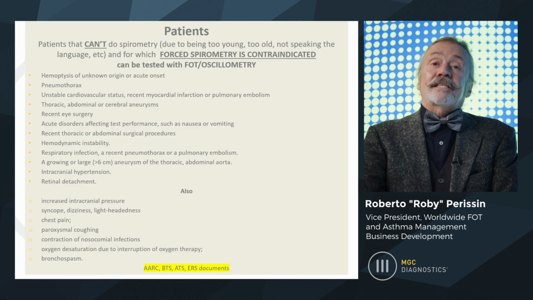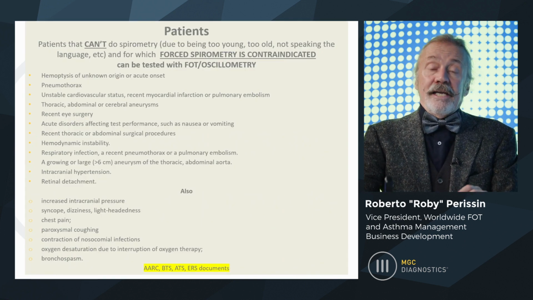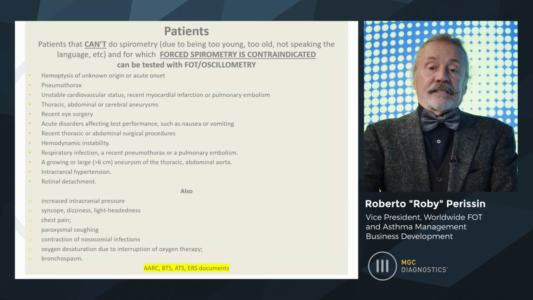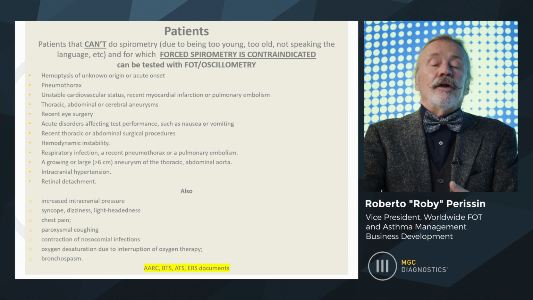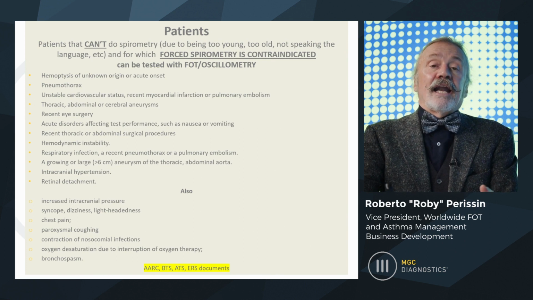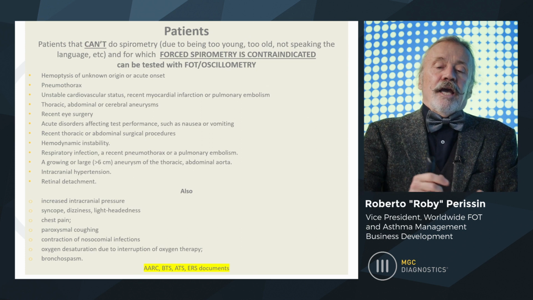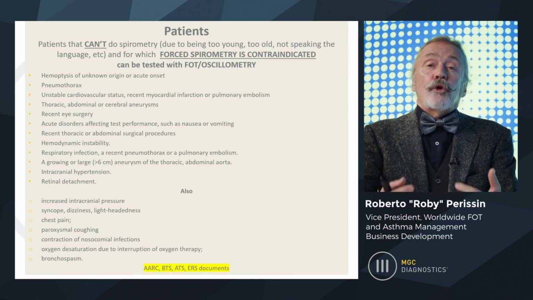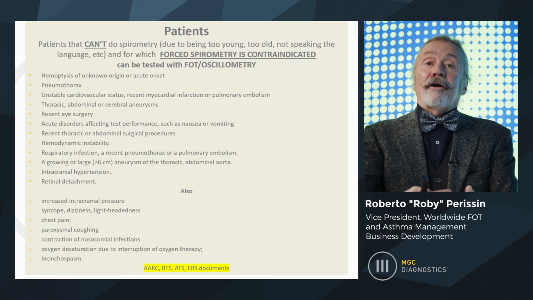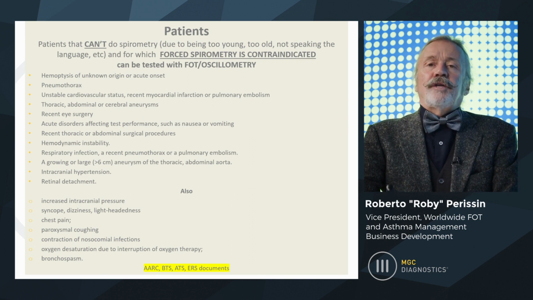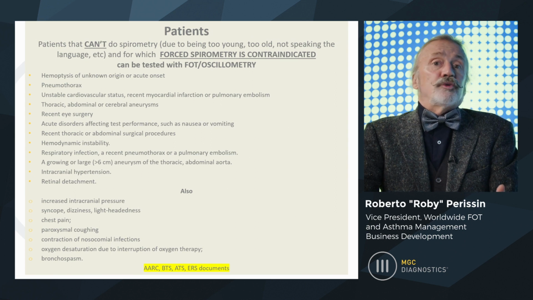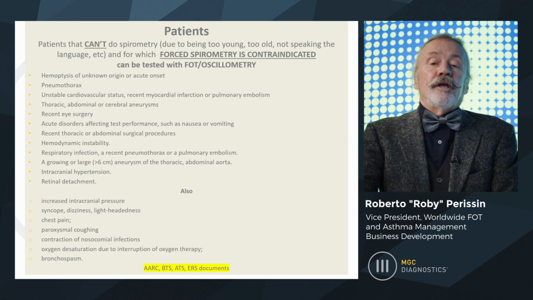in the lung. Let's talk a few words about the many patients that cannot be tested because spirometry is contraindicated. In the slide, which you can pause and look at, we will see the many conditions that we have taken from the different guidelines, AARC, BTS, ATS, ERS, that list real patient conditions where forced spirometry is contraindicated. If you put together all these patients, that makes a large quantity of patients that today we're not thinking about testing with forced spirometry because we never had the chance. We can do it now with oscillometry.